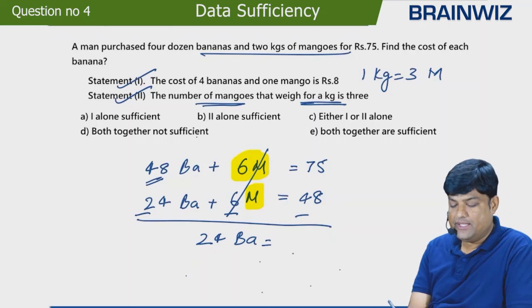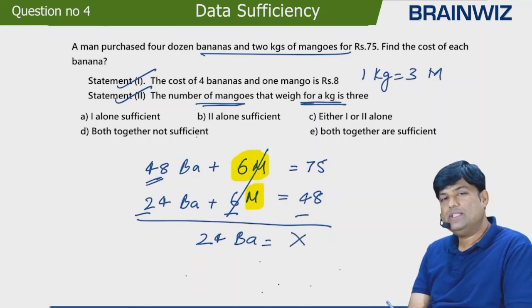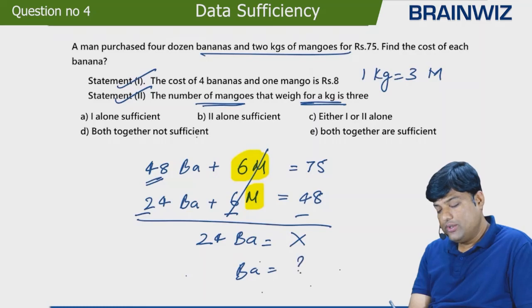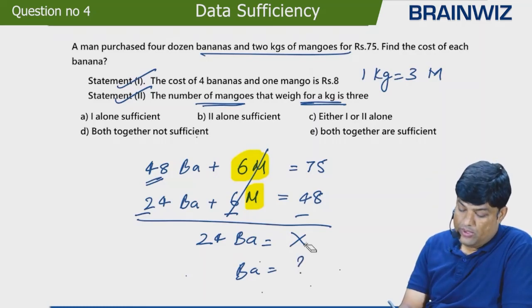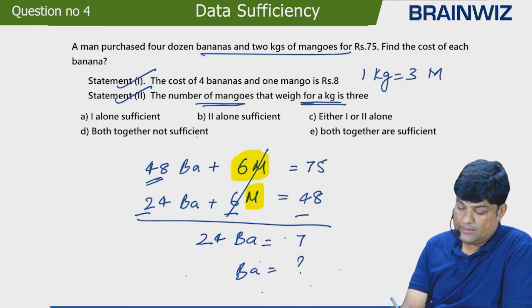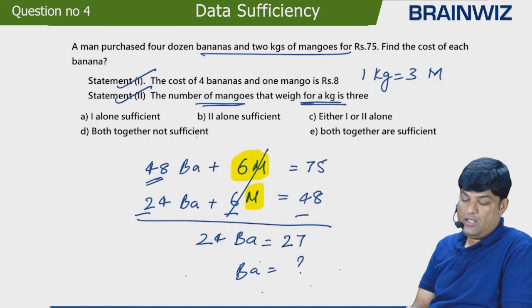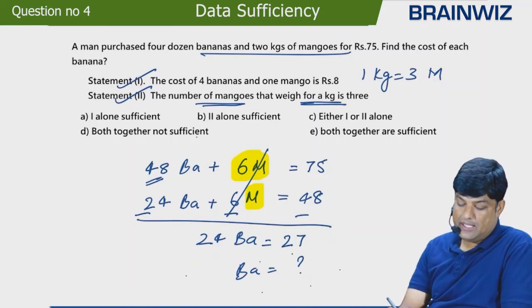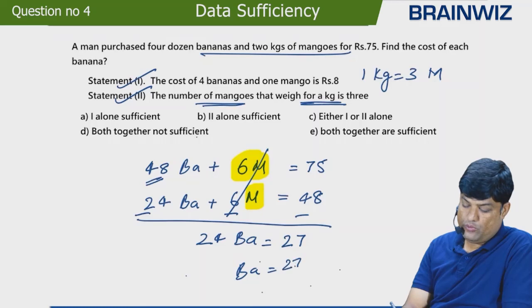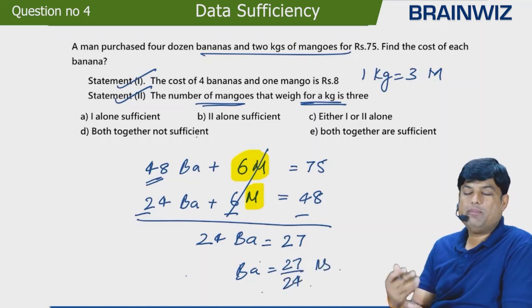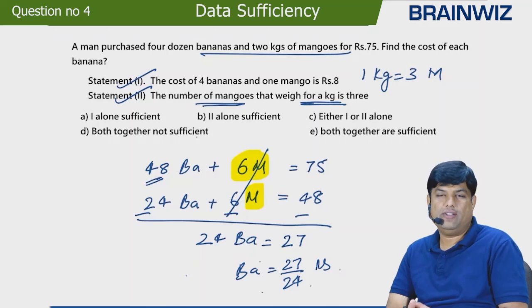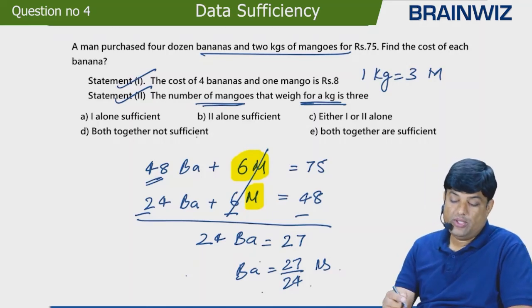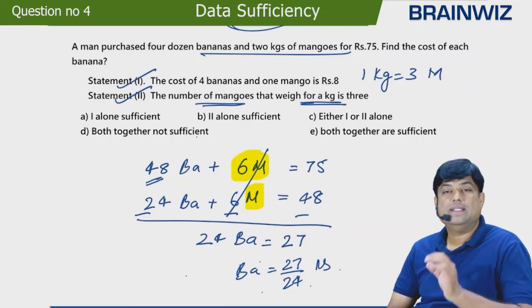Something around 75 minus 48, not required. But students, can you get one banana value or not? Yes, you can. How? Even if you are not doing it, that is sufficient for you. That is 75 minus 48 makes you 27. So one banana value is 27 by 24 rupees. It might be in decimals. We are not required to find out this value. Why are we not required? He taught you in this, data sufficient or not.